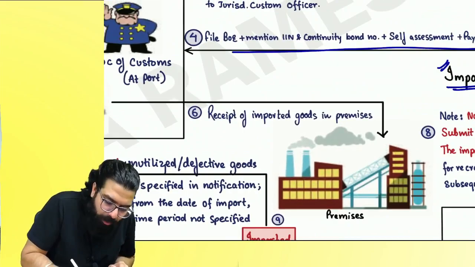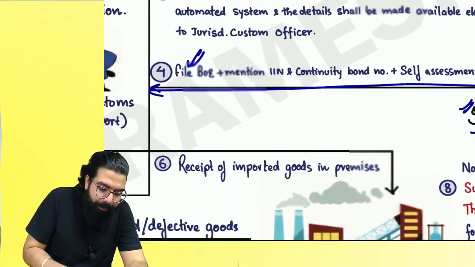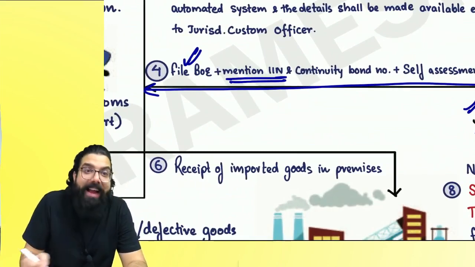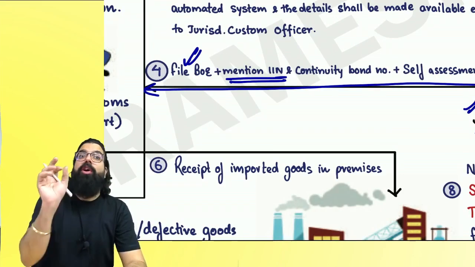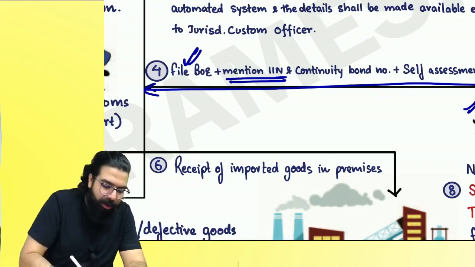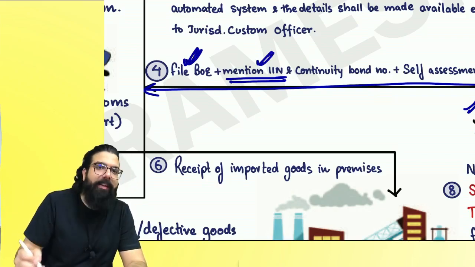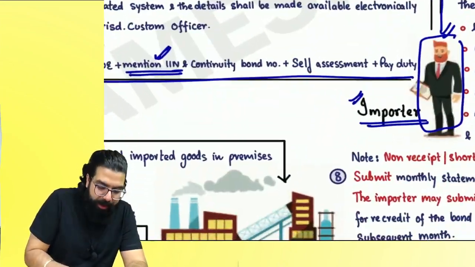You have to go ahead and file one bill of entry. Along with that, in the bill of entry, you should mention your IIN number. Sir, I have already gone ahead and given information that I will be importing such goods. Your IIN number has to be mentioned. People, did you understand? To clear your goods, you will file the bill of entry. You will mention the IIN number, which was given at the time of registration.